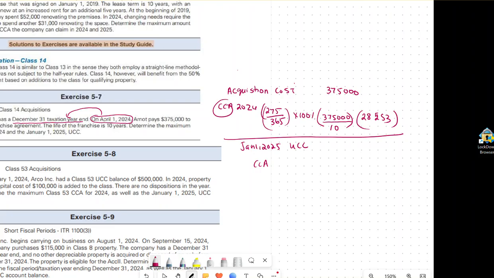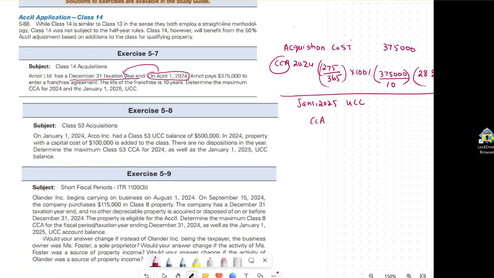My next one, what are they asking you? We're looking at class 53, again in 2024, and what did we do? We started off with a UCC balance, and the balance we started off with on January 1st, 2024 was 500,000.